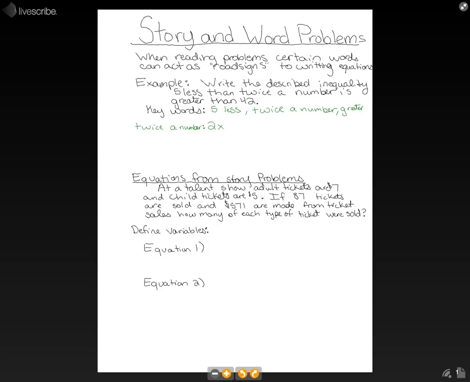But we know that it was 5 less than twice a number, so we can add more to this. We know it's 5 less than 2x, so we add in the 5 less. So now our 2x becomes 2x minus 5. And we're writing an inequality, so now we have to determine which way the inequality symbol is going to go. And that's where we see that it says greater than.